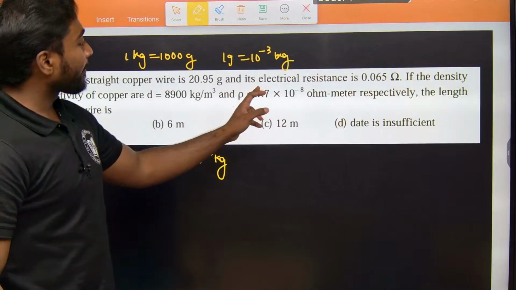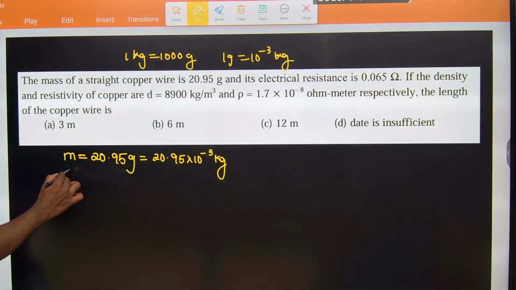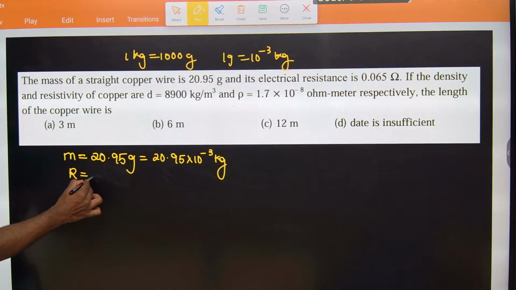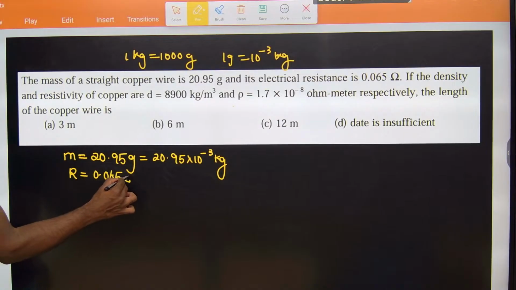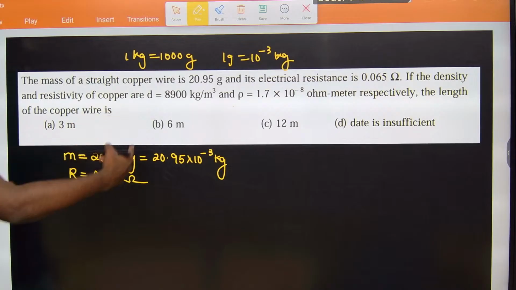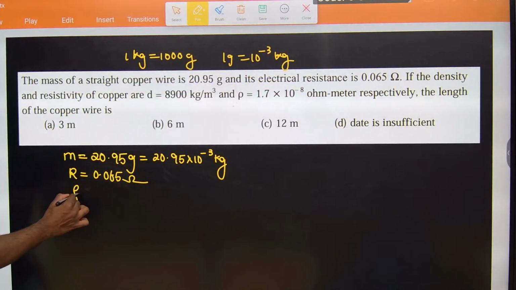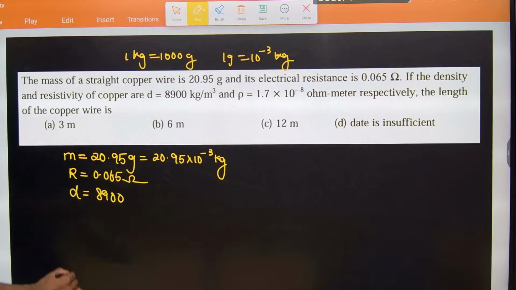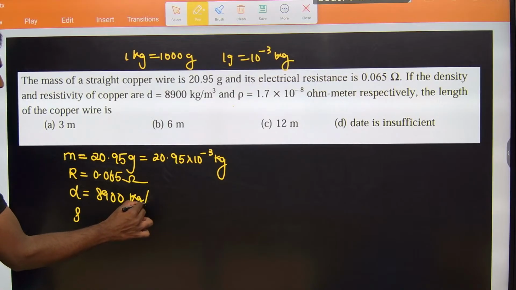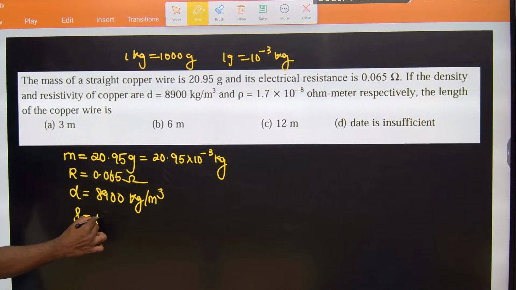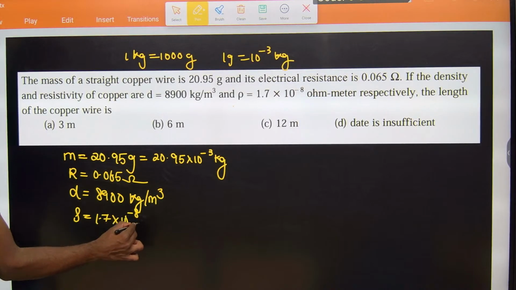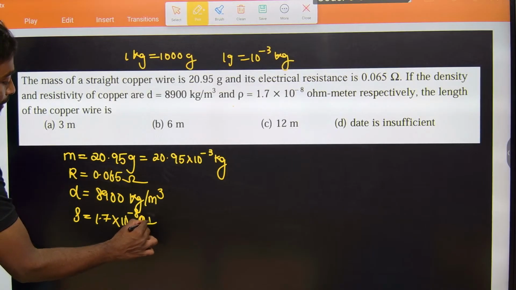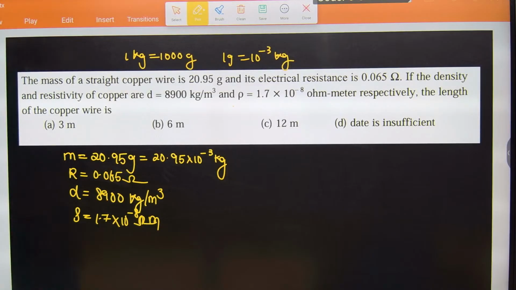Now what is given? Electrical resistance has been given. So R is equal to 0.065 ohm. Density and the resistivity are given. Density is equal to 8900 kg per meter cube and resistivity is 1.7 into 10 power minus 8 ohm meter. Okay, so these are the given terms.